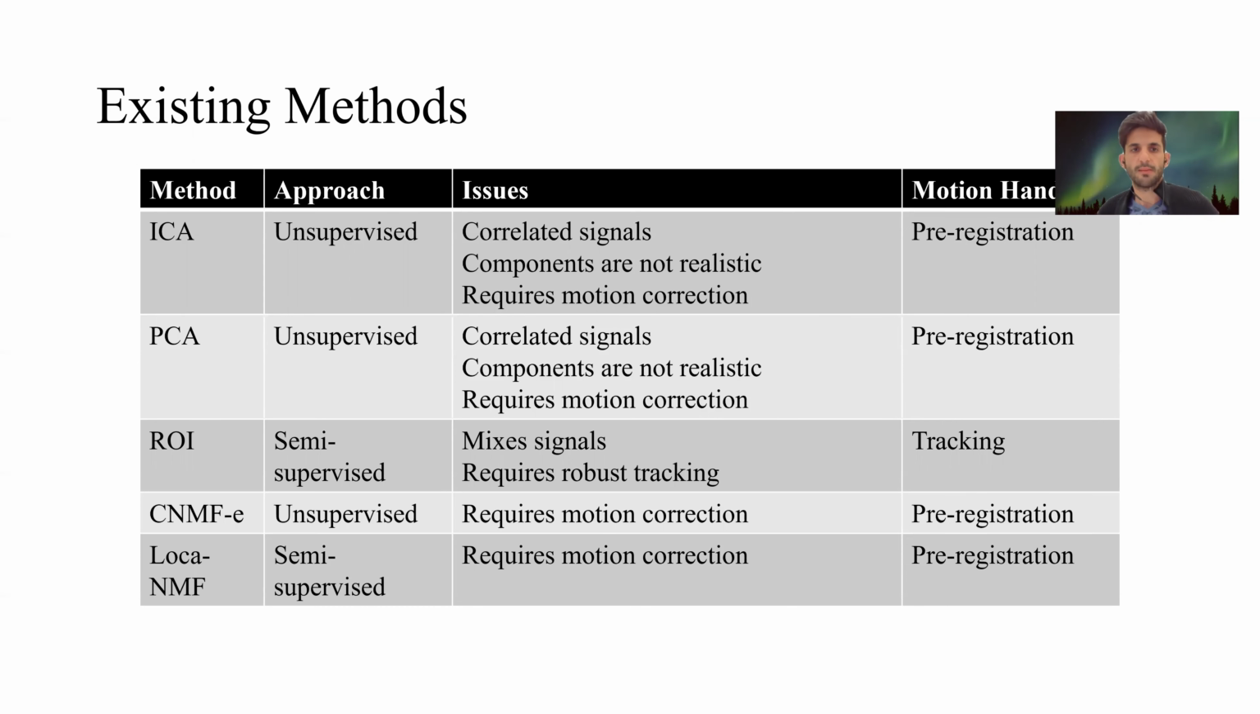More recently, there are NMF techniques that are being used for calcium extraction, and they model the data. They factorize the data matrix as two low-rank matrices. The first matrix corresponds to the spatial footprints, which determines what is the contribution of each pixel in the image to each component, and the second matrix is the temporal signals of the components.